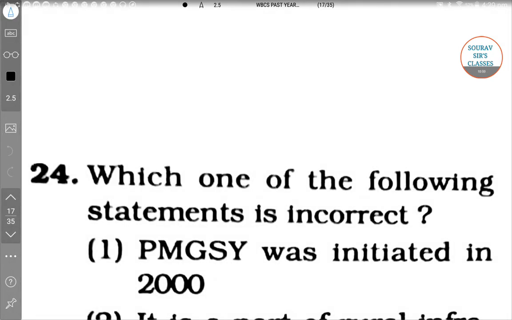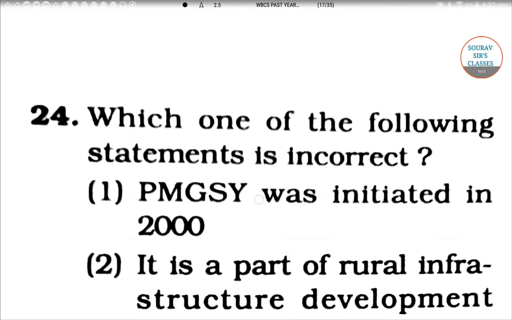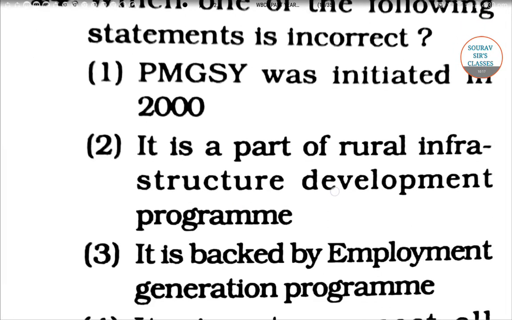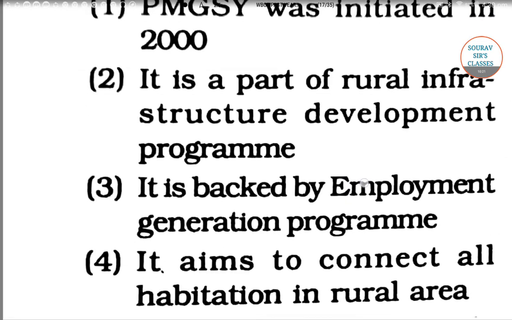Which of the following statements is incorrect? So the first statement has been given, among which one is incorrect, so we have to find that incorrect statement. The first statement is: PMGSY was initiated in 2000, is a part of the rural infrastructure program. It is backed by employment generation program, and it aims to connect all habitation in rural area.